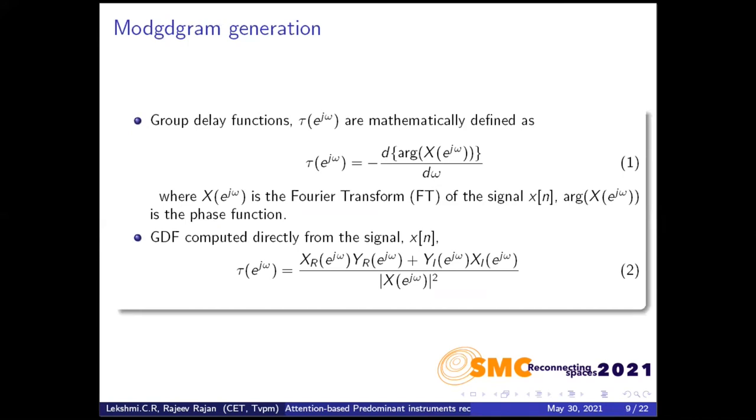Next, moving to the mode diagram generation steps. Mode diagram is the phase-based information and is obtained by stacking modified group delay functions of consecutive frames successively. Group delay function is defined as the negative derivative of unwrapped Fourier transform phase. The square term in the denominator of the equation 2 makes the group delay function noisy.